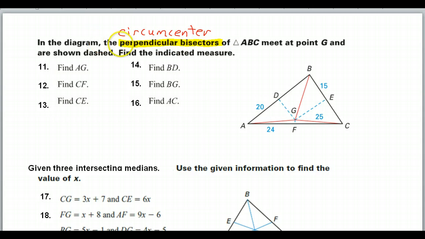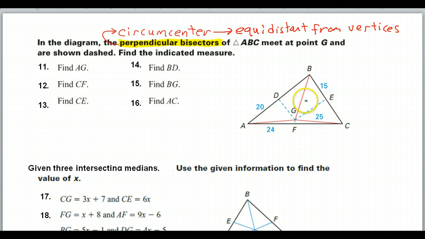So once you realize that we're talking about the circumcenter, then the next stop in your train of thought needs to be, what are the special properties of the circumcenter? Go ahead and say it out loud before I do. Okay, the circumcenter is equidistant from the vertices.